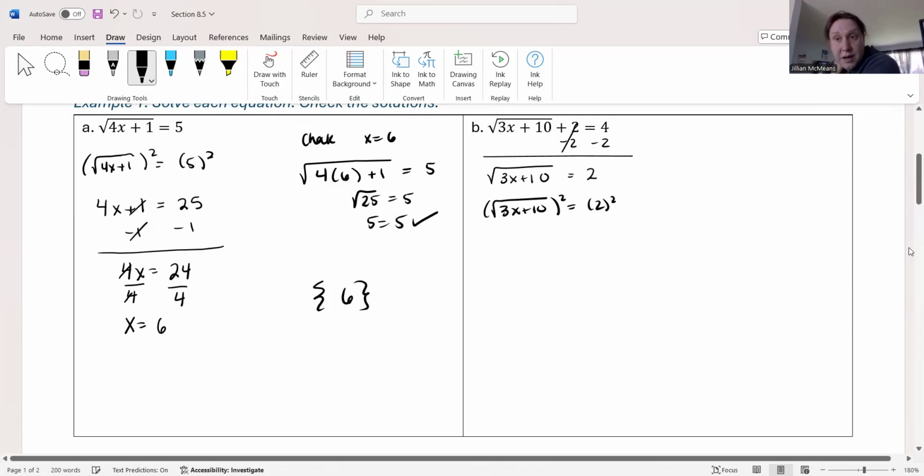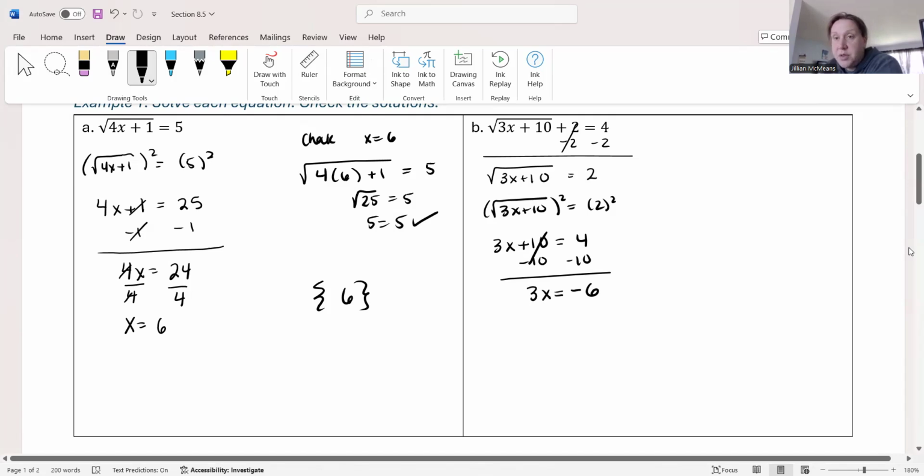Well, when I square a square root, remember, they just undo each other. They kind of unravel each other, and you're just left with the radicand. So on the left, I'm left with 3x plus 10, and then on the right, I just get 4. 2 squared is 4. And now we have, again, just a linear equation to solve. So I've got 3x plus 10. I want to move the plus 10 first. We've got to isolate the 3x, so I'm going to subtract 10. Well, 10 minus 10 is 0. 3x plus 0 is just 3x. And then 4 minus 10 is negative 6.